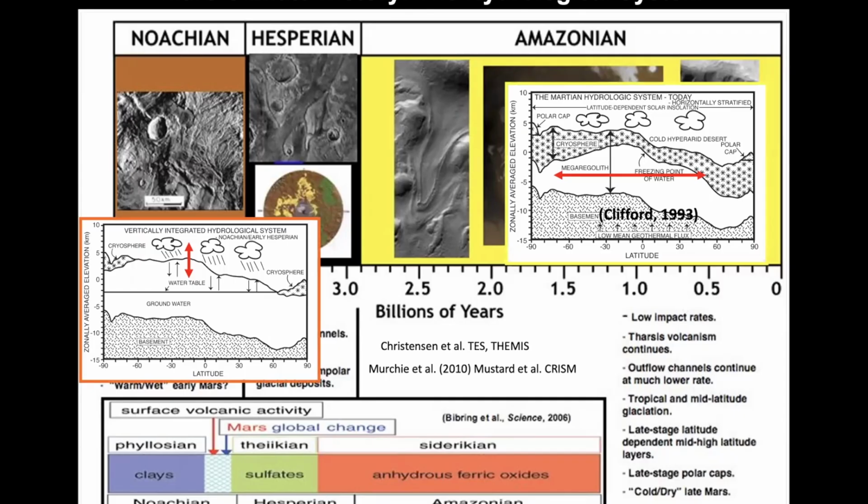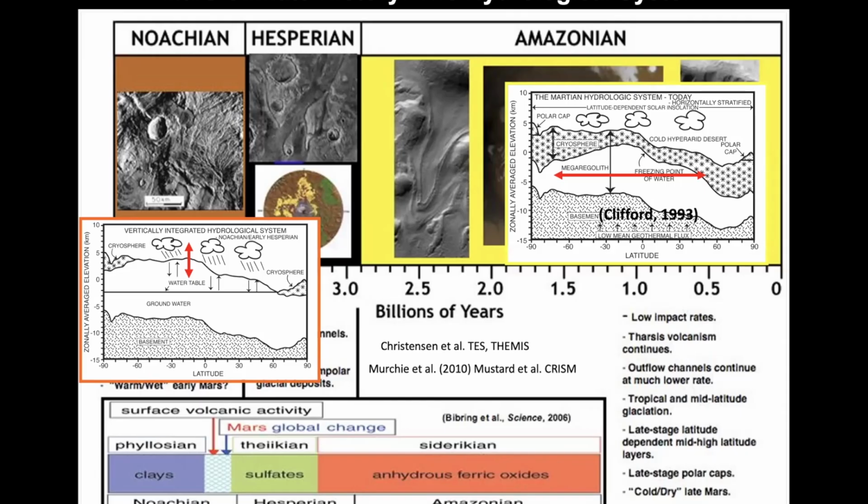So we've looked at the hydrological system. Today, on the right in the Amazonian, we know it's horizontally stratified. There's a cryosphere measured in kilometer thickness that inhibits any kind of interaction between the surface and the subsurface.